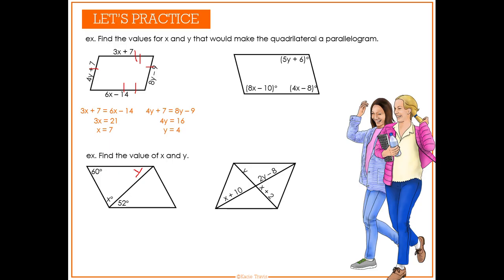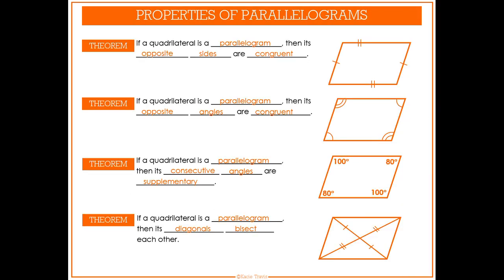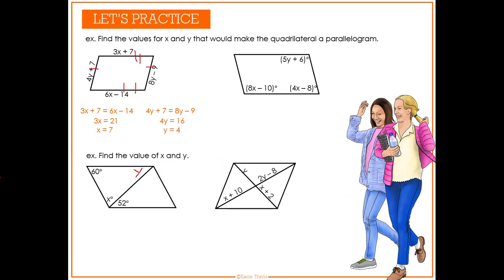All right, next one. We don't got sides here, but we got angles. So let's refer back to our theorem for some angles. It tells us that in a parallelogram, the opposite angles are congruent and the consecutive angles are supplementary. Taking a look back at our work here, I got two opposite angles, so these two are going to be equal to each other. I also know that this and this are consecutive, which means that these two add up to 180.